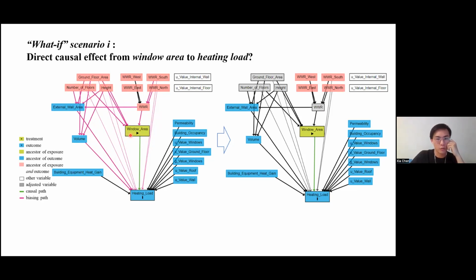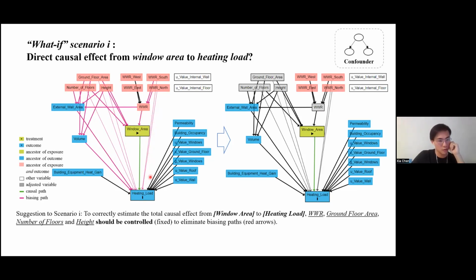And it also tries to remove the false correlation between the external wall area and window area, whose confounder would be the wall-to-window ratio. So here's the suggestion generated from the causal skeleton. To correctly estimate the total causal effect from window area to the heating load, the wall-to-window ratio, ground floor area, number of floors, and height should not be controlled to eliminate the biasing path.